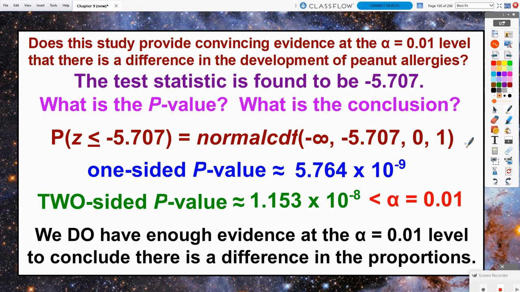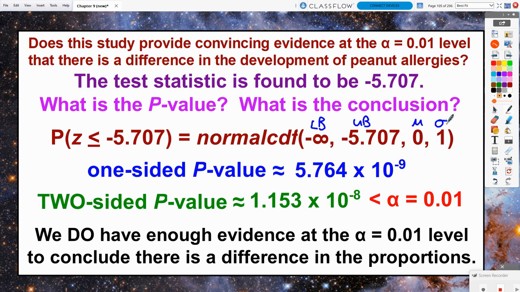Now, we're going to jump ahead to the calculations, and I'm going to tell you up front that the test statistic is negative 5.707. So now, what's the p-value from that test statistic? And what's our overall conclusion? Since my test statistic is negative, I want to find the probability of other test statistics that are less than or equal to negative 5.707. So I get to use my normal CDF. I just glanced over the normal condition; it was met, so I'm allowed to use it. So negative infinity up to negative 5.707 for my upper bound.